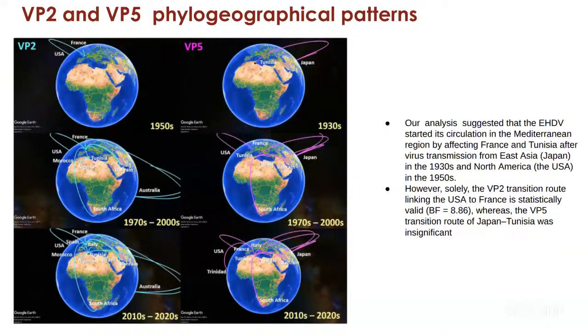So now while trying to reveal the geographical patterns, our analysis suggested that the EHDV started its circulation in the Mediterranean region by affecting first France and Tunisia after virus transmission from East Asia in the early 30s and North America in the 50s. However, for the VP2 the transition route linking USA and France is statistically valid, whereas for VP5 the route from Japan to Tunisia was not significant.